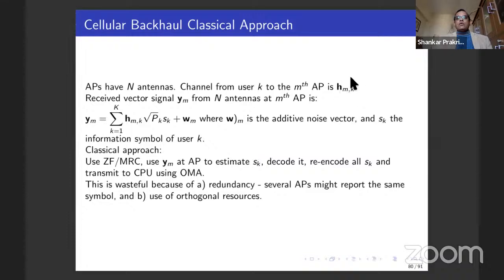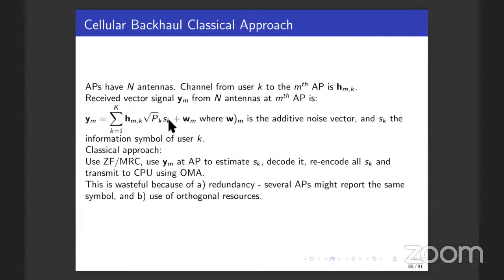It's a vector of channel coefficients because you have multiple antennas, right? Now, what will be the received signal at the mth access point? Because they have n antennas, it will be an n-sized vector. It will be a weighted sum of signals emanating from all the k users: H_mk, with power p_k you're transmitting from each user, and s_k.